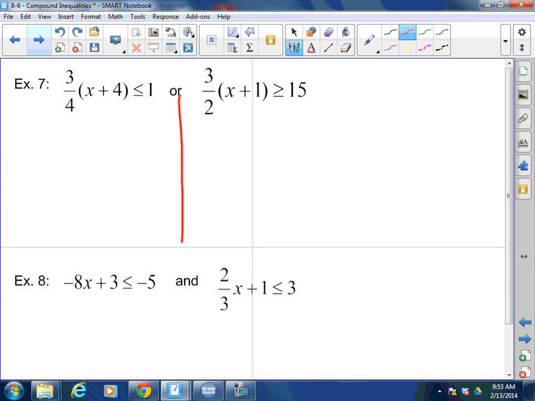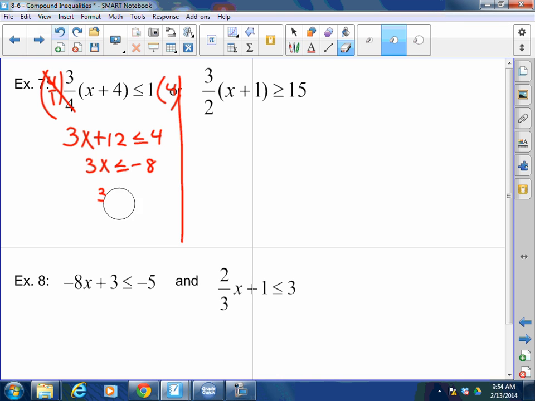All right. So let's go ahead and I can distribute, but what would be the wiser thing to do? Multiply by the reciprocal. Right? If I multiply, or, you know what though, but then I have a fraction. Yeah, let's not multiply by the reciprocal. Let's just multiply by 4. Yeah, let's get rid of that. Yeah, that's way better. So now I have 3x plus 12, because I got to distribute, is less than or equal to 4. 3x is less than or equal to negative 8.